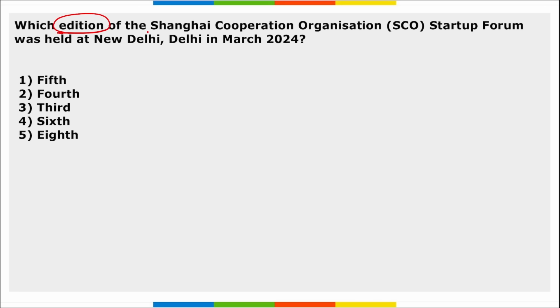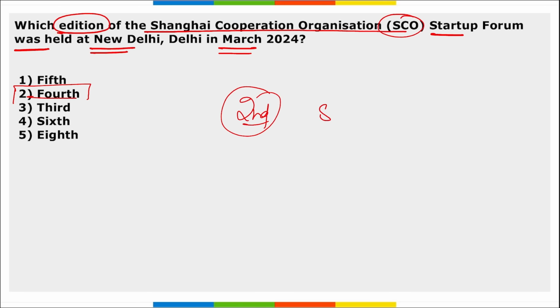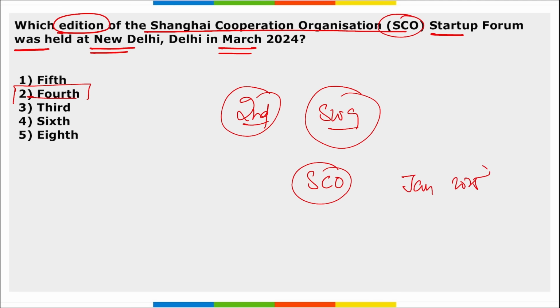Next, which edition of the Shanghai Cooperation Organization SCO Startup Forum was held in New Delhi in March? So that was the 4th edition of the SCO Startup Forum held at New Delhi in March 2024. Correct, and the delegates from member countries attended a workshop here that was conducted by Startup India on establishing a seed fund. And India will host the second meeting of the special working group in November 2024 and SCO Startup Forum 5.0 in January 2025.